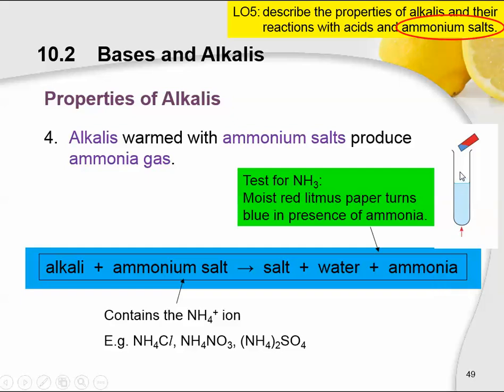When the gas is evolved in this test tube, you put a moist red litmus paper at the mouth of the test tube. If there's ammonia gas coming out from the test tube, it will turn the moist red litmus paper blue. In your syllabus, the only gas that is alkaline is ammonia. So when the gas turns red litmus paper blue, it's an alkaline gas and it must be ammonia. This is the only one you study in the syllabus.